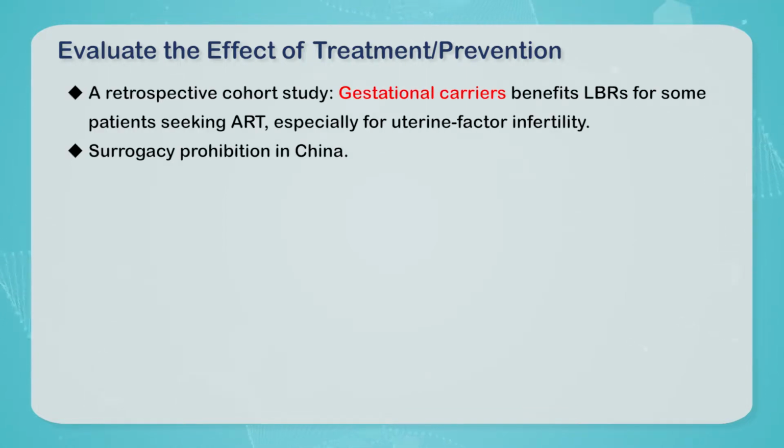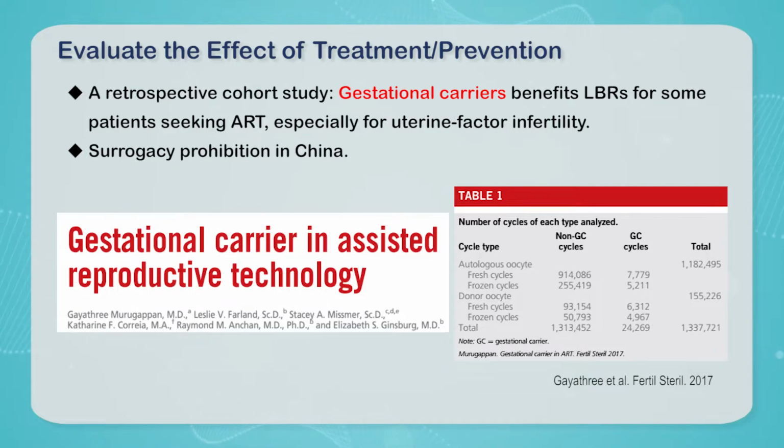The result indicated that patients undergoing ART therapy had a higher live birth rate through surrogacy than non-surrogacy, especially in patients with uterine factor infertility. But caution should be taken, as surrogacy is not allowed by relevant laws and regulations in our country.